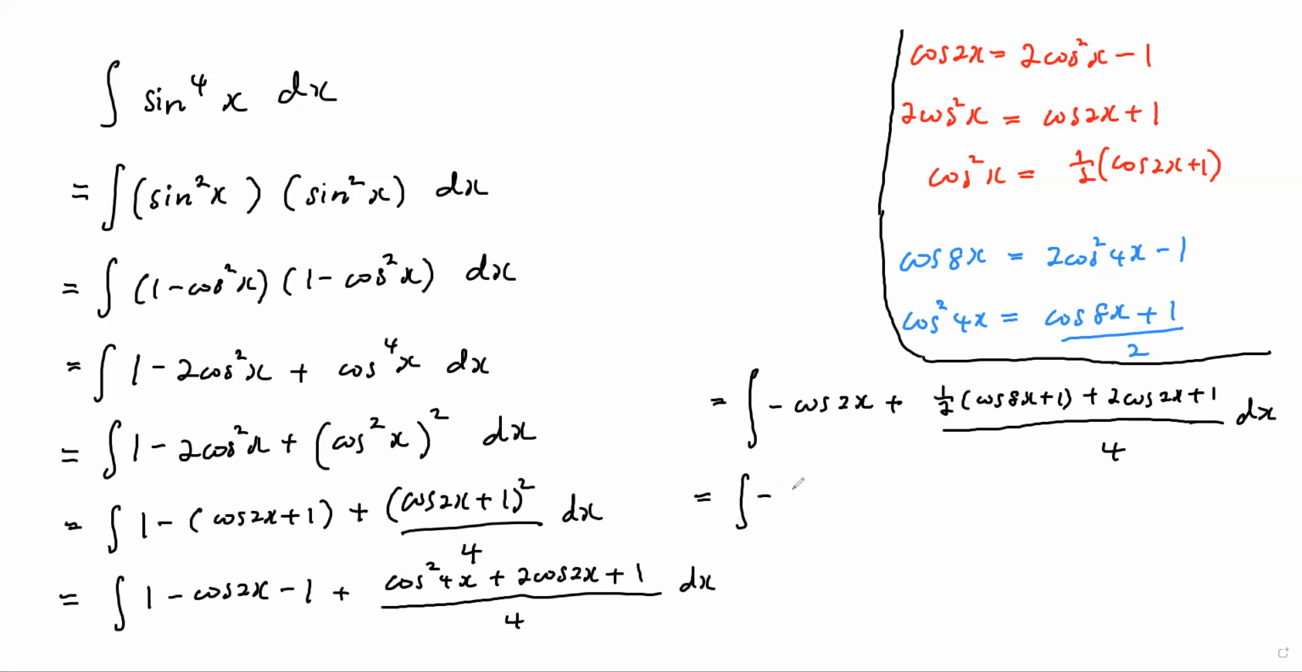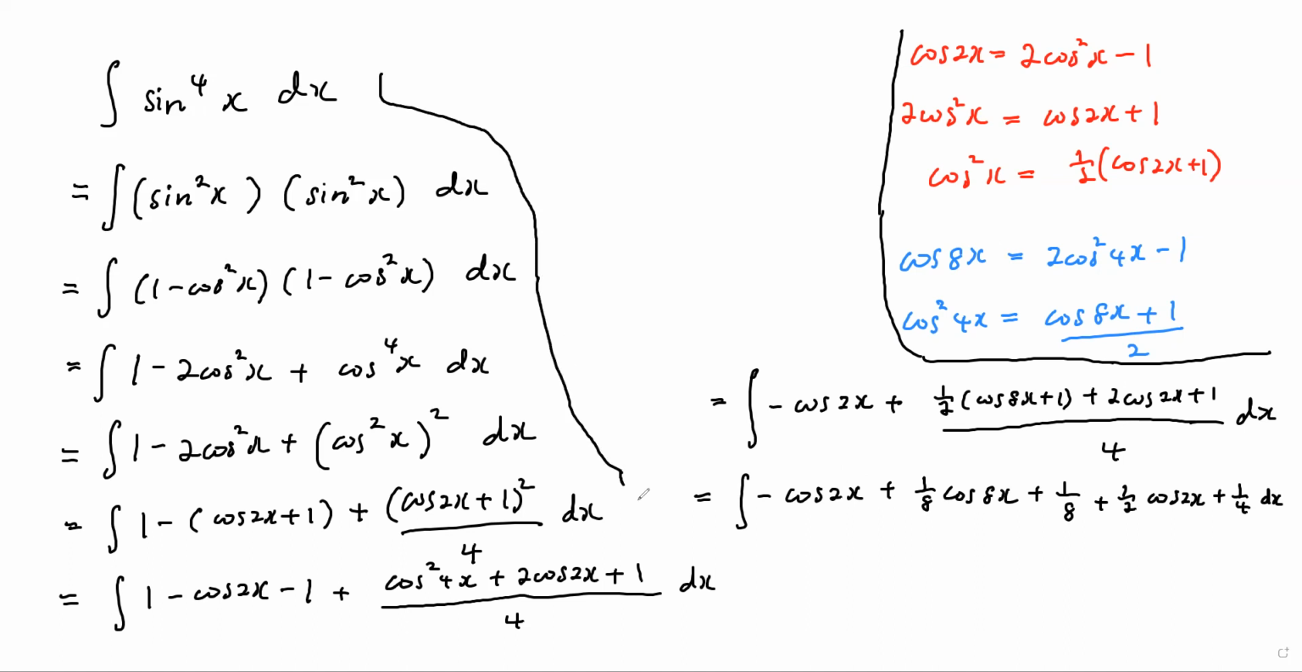This one would be negative cosine 2x plus, let's try to simplify this. This is half cosine 8x, and that's over 4, so that should be 1 over 8 cosine 8x. Plus half over 4, that's plus 1 over 8. Then 2 cosine 2x over 4 is half cosine 2x, and plus 1 over 4. I think we are almost done with the simplification. Let's continue from here.